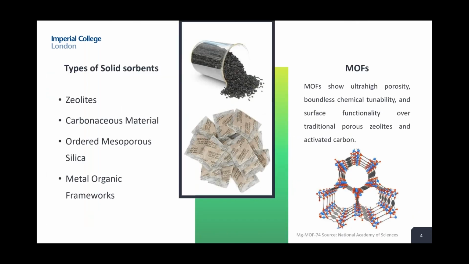So just to name a few, there are different types of solid sorbents. The most typical ones include zeolites, carbonaceous materials such as activated carbon, or mesoporous silica, and metal organic frameworks. Metal organic frameworks are considered the novel family of solid sorbents used for carbon capture and other applications as well, as Elwin mentioned before. They show high porosity, and they can be tuned or functionalized in order to ameliorate their CO2 uptake capacity and their selectivity.